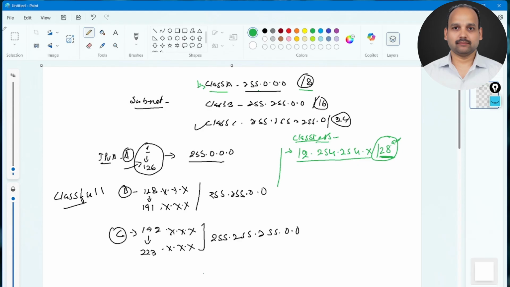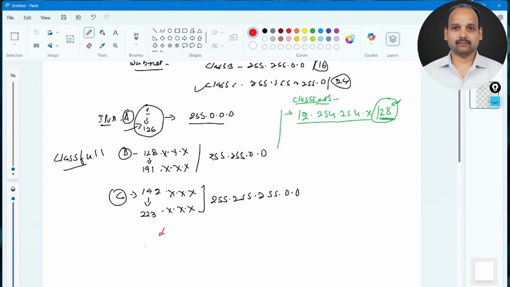So how we are going to use that, we will discuss in detail about CIDR, FLSM and VLSM, and then we'll finish about IP version 4 addressing.